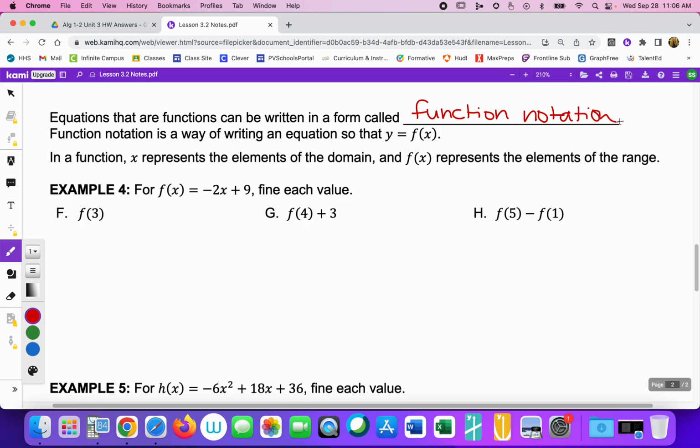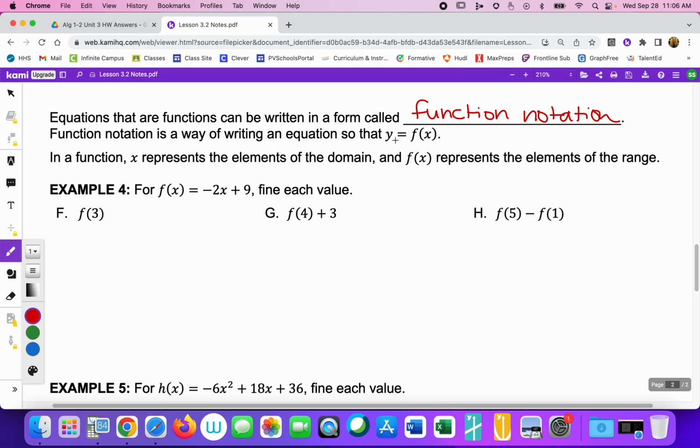Now there's different notations for things across algebra. But function notation is a way of writing an equation so that y is substituted with, this is called f of x. So if you see it like this, f of x. Now you can have f of x, you can have g of x, you can have h of x, you can have k of x, it doesn't matter. It's a way of separating functions.